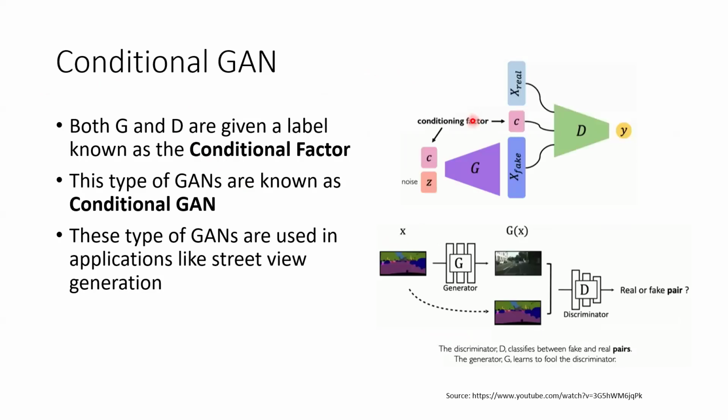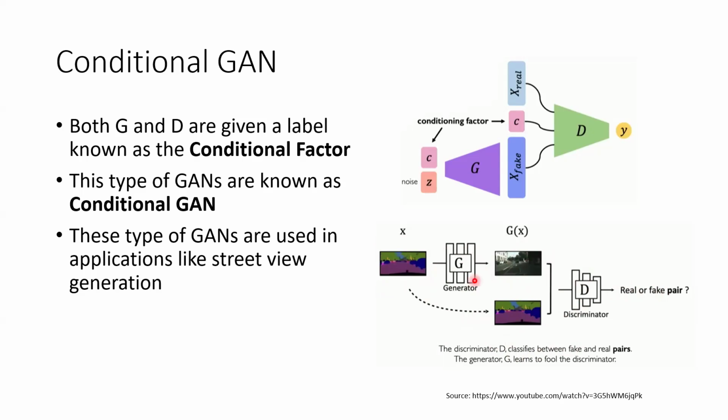So there's another type of GANs known as conditional GANs, or C-GANs, where you can add a conditional factor, which is a label, to both the discriminator and the generator. For example, if you want to segment a street view into several sections, you can give it to the generator, and you can give both the generated image and the original one as a pair to the discriminator, which tries to discriminate whether this pair is real or not.